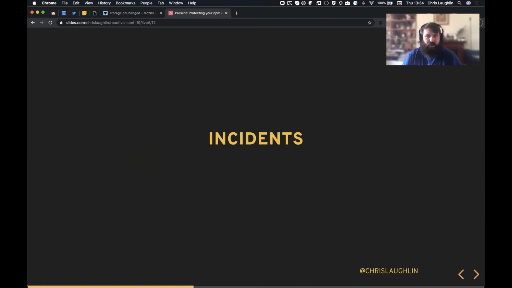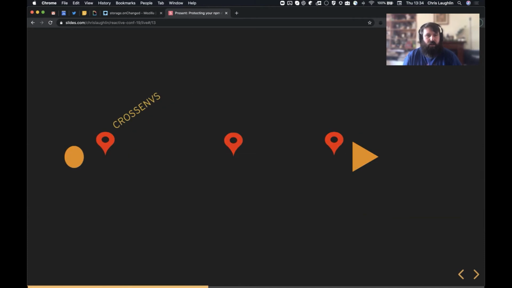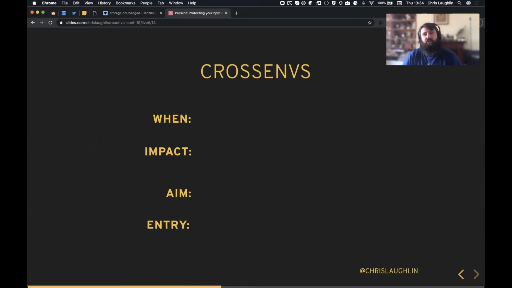So enough scaremongering and putting the fear into people about using NPM packages. Let's take a look at some instances that actually did happen that we can analyze and learn from. So I've built up a little timeline here of different instances that happened. There are 3 important ones that I feel we can dig into and look at. So the first one is in and around this package, CrossEnv.